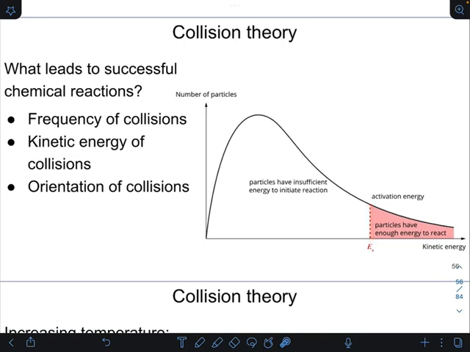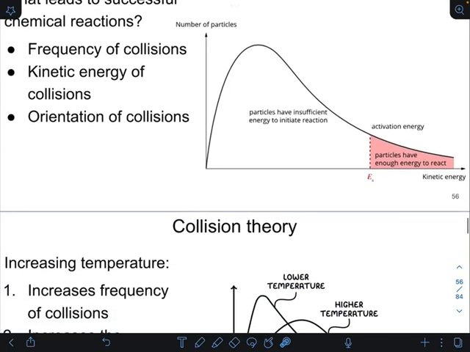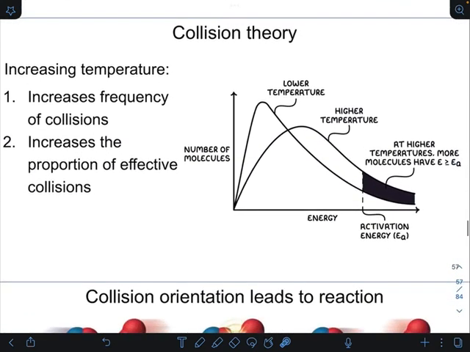is the energy needed for the reaction to happen. And so shaded in red over here are the molecules that have an energy greater than or equal to the activation energy. And so those are the particles that have enough energy to react. They still need to collide in the correct orientation for the reaction to happen. So some stuff we already talked about.